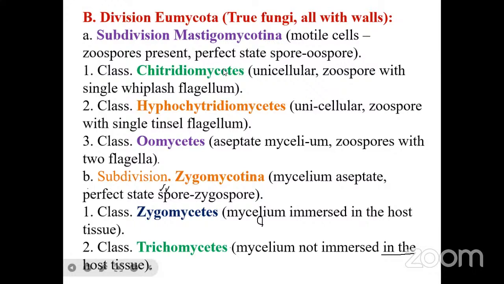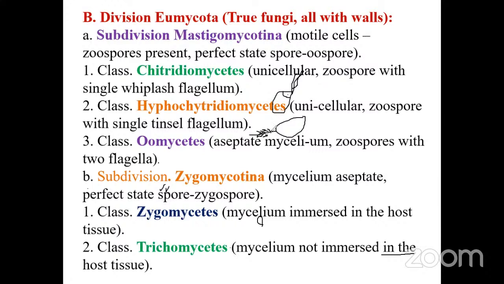That Mastigomycotina is again divided into three classes. What are those? Chytridiomycetes. That means having only one flagellum that is smooth. That type of fungi is called Chytridiomycetes. And the next one is Hypochytridiomycetes. It has a single flagellum on the anterior side that is tensile type, that means it has the feathery structures.